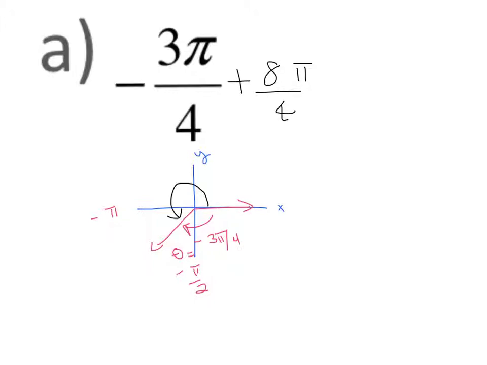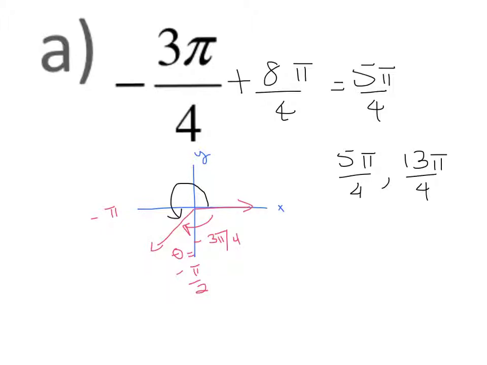So we're adding 8 pi over 4, and we're going to end up with 5 pi over 4. If I want to find another positive angle, which the instruction said to do, I want to add another 8 pi over 4. So 5 plus 8 is going to be 13. So the two positive coterminal angles are 5 pi over 4 and 13 pi over 4.